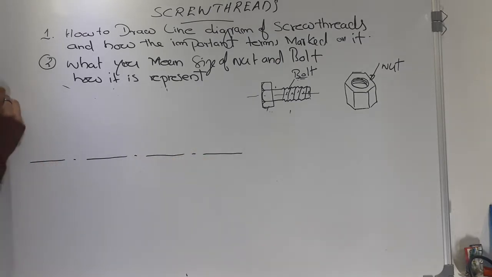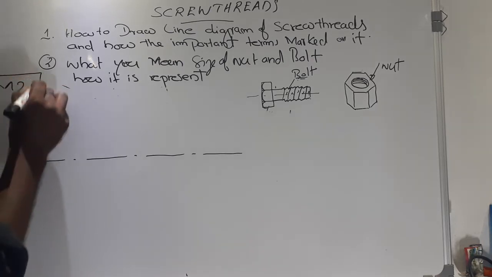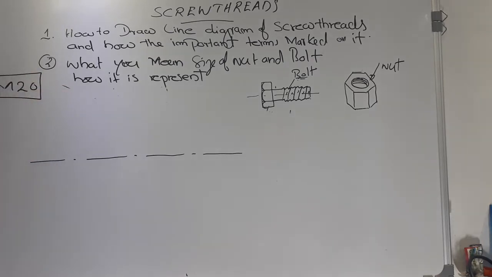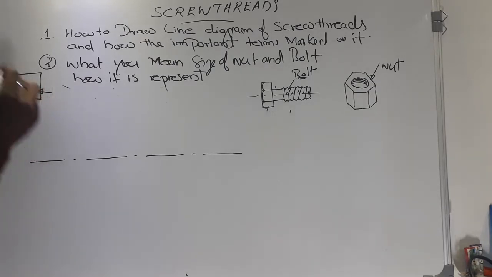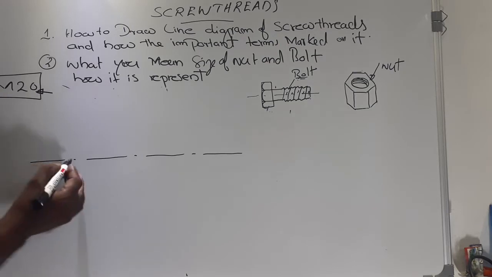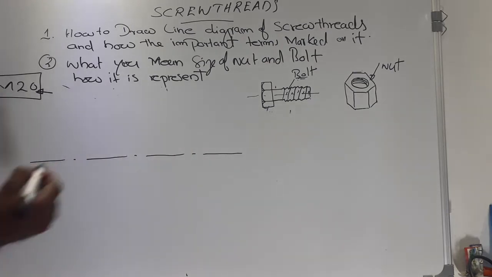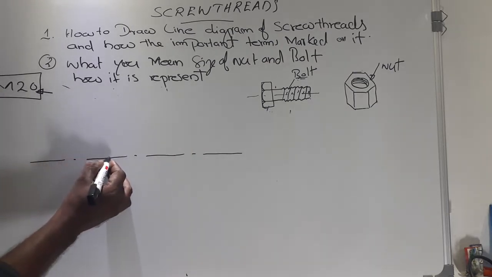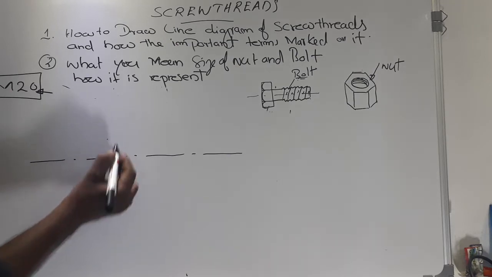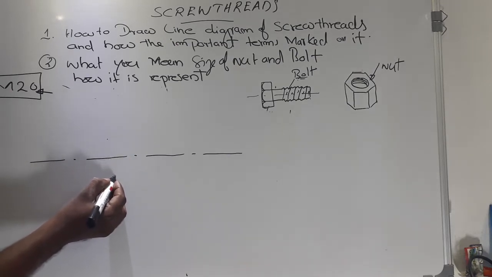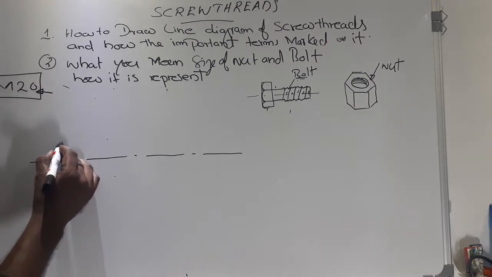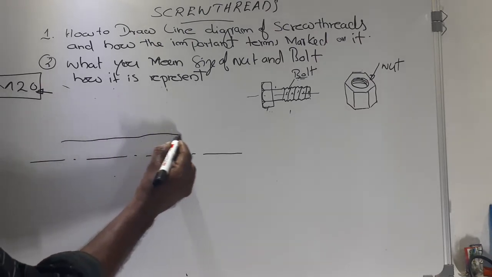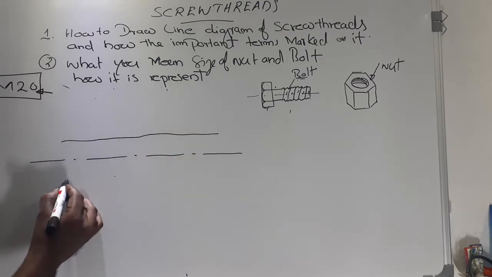Here, I am drawing M20. I have to draw an M20 bolt. That means its diameter is 20 mm. First, I draw a center line. Now, place a 10 mm distance on both sides. Through that distance, I have to draw a parallel line corresponding to the center line.